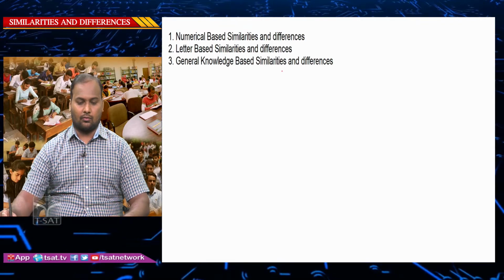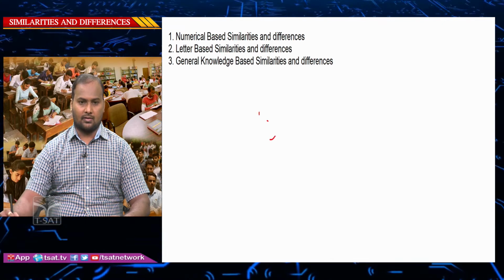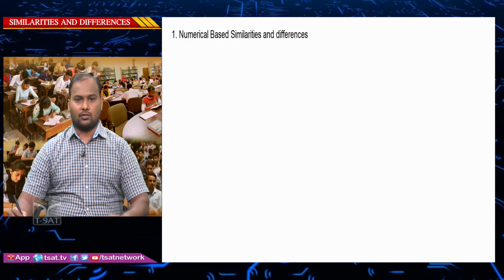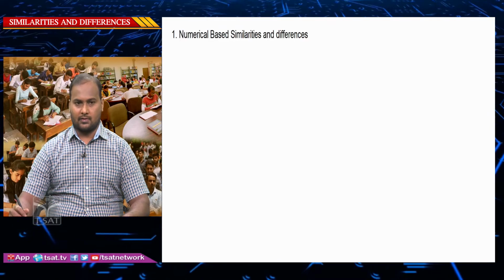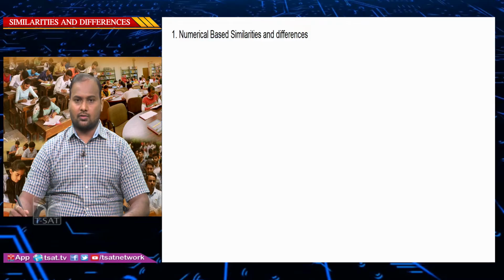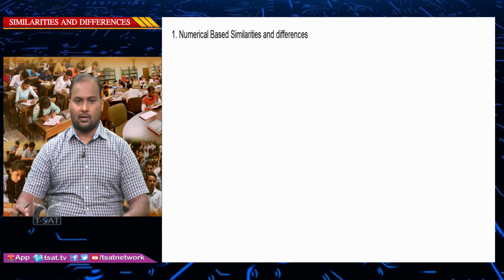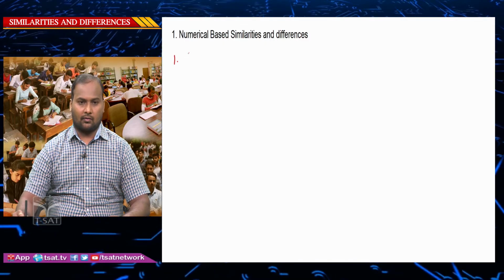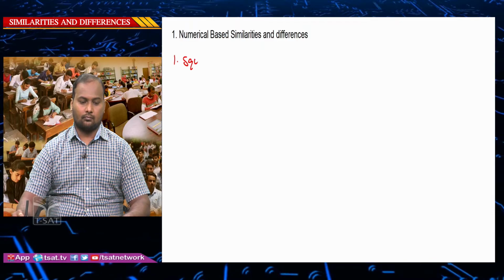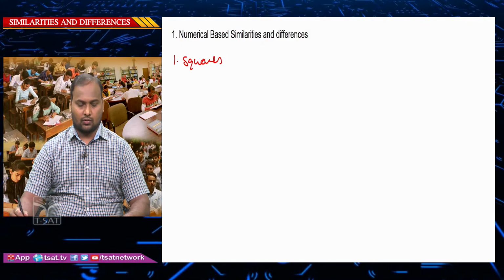First, we try to solve the numerical based similarities and differences. The first type we are going to see today is numerical based similarities and differences. To solve these questions, a student should know certain areas. The first area is nothing but our squares. A student should know at least about 25 squares.